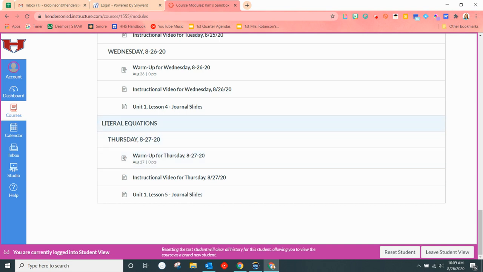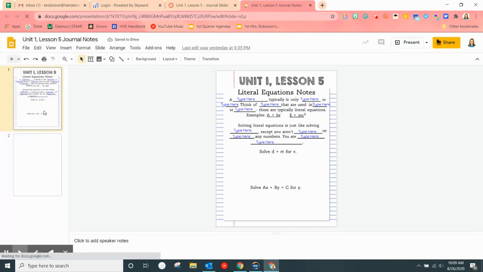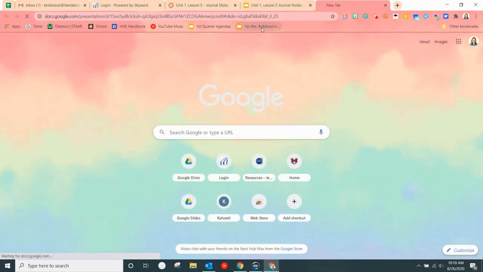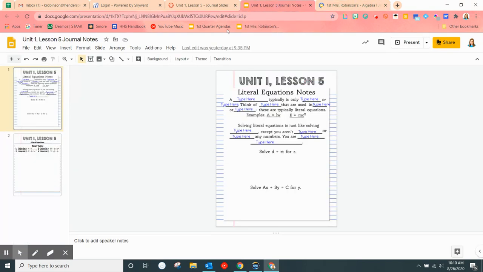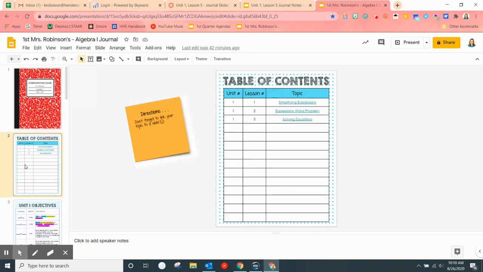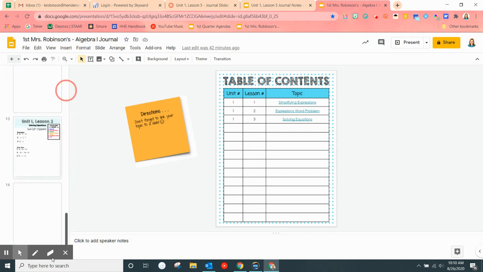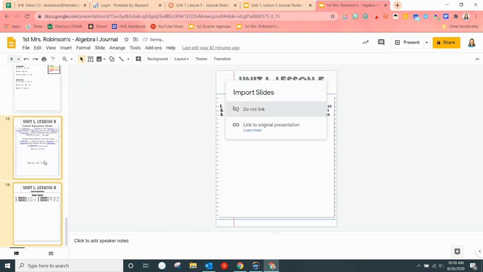Today we want to talk about literal equations. What you need to do is go here and get these journal slides. It's 2 slides and you're going to need to find yours. Find your journal on your Google Drive and copy these over. Remember, you can hold down Shift, click the last slide, right click and copy. Then go all the way to the bottom, click on the last slide, right click, paste, and it'll put them in there.